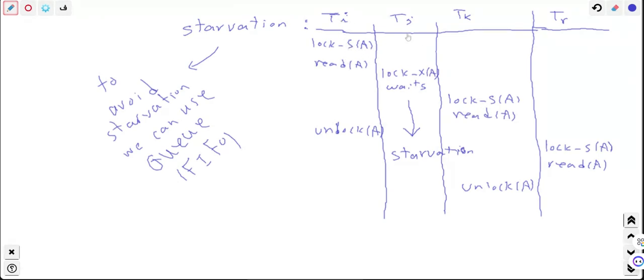TI gets the lock, then TJ cannot get the lock because TI does not release the lock, and TJ should wait. This request goes to the queue. Then TK comes, and this request also goes to the queue. And when the lock is released, we process the requests in a FIFO manner. We first give the lock to TJ, and when it releases the lock, then we give the lock to TK in a FIFO manner. So we can prevent starvation by using a queue and FIFO.